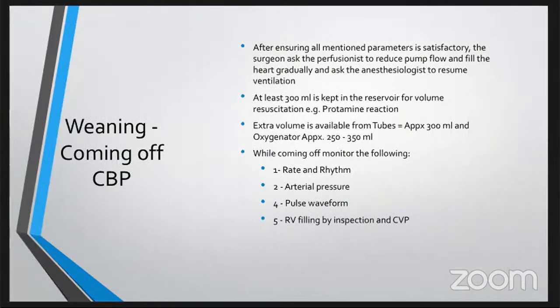After ensuring all the mentioned parameters are satisfactory, the surgeon will ask the perfusionist to reduce the pump flow and fill the heart gradually, and will ask the anesthetist to resume ventilation. At least 300 ml is kept in the reservoir for volume resuscitation in case of emergency, for example, protamine reaction. And the extra volume is available from the tubes, usually around 300 ml, and from the oxygenator, around 250 to 350 ml.